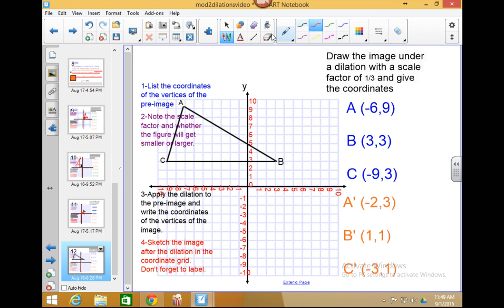I'm going to plot them, -2, 3, 1, 1, and -3, 1. Going to connect my points. Again, my object clearly became smaller. My dilation was a reduction. I'm going to label my points A prime, B prime, and C prime. And I'm done with my dilation.